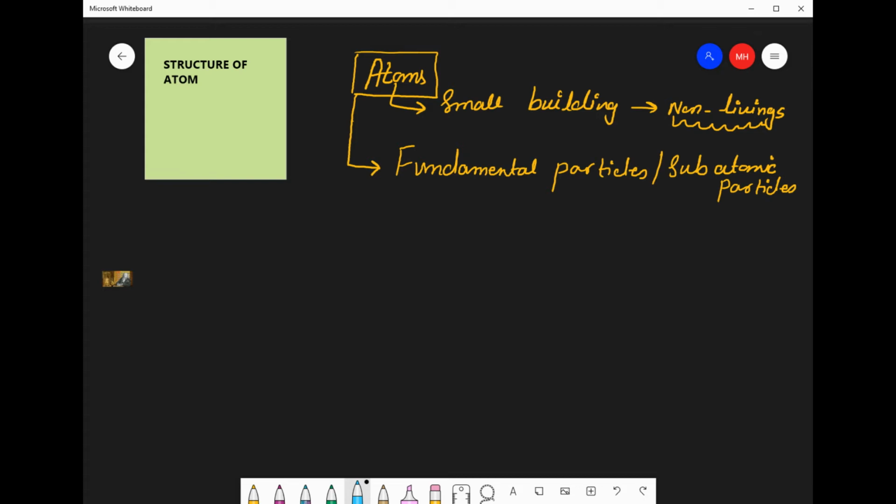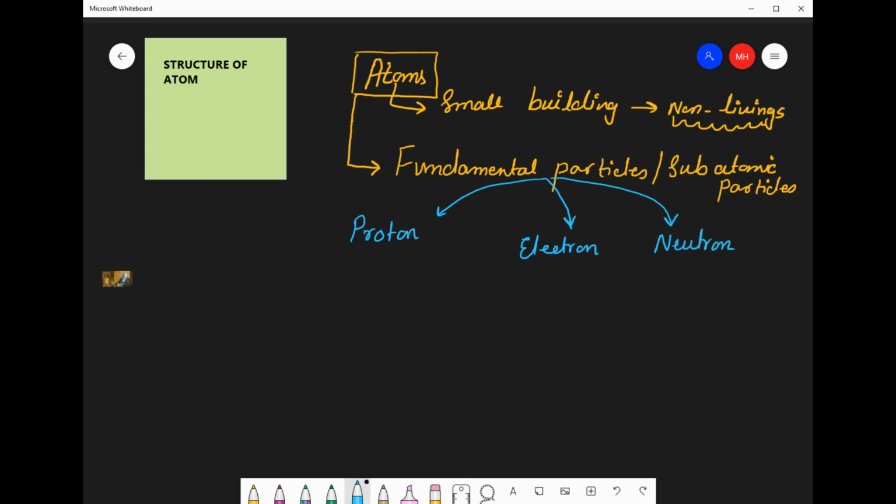Now these fundamental particles are of three types. So in reality, an atom is made up of three types of particles. The first one is the proton, the second one is the electron, and the third one is the neutron.